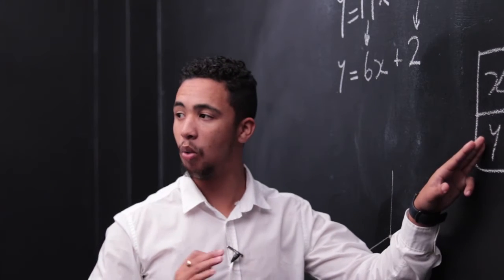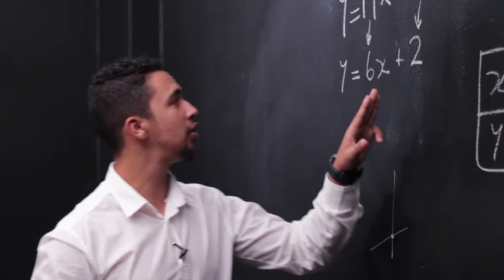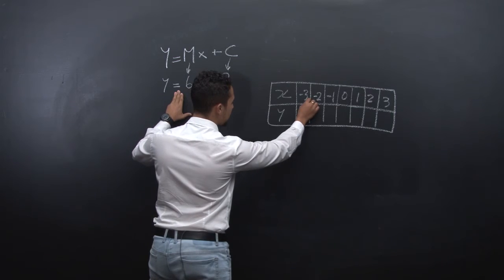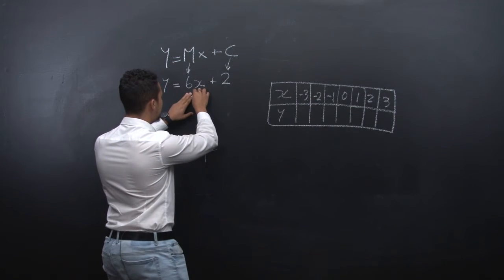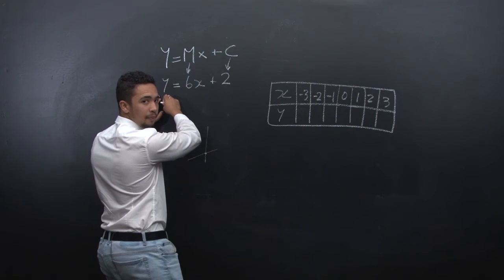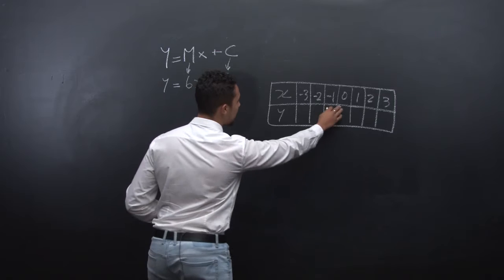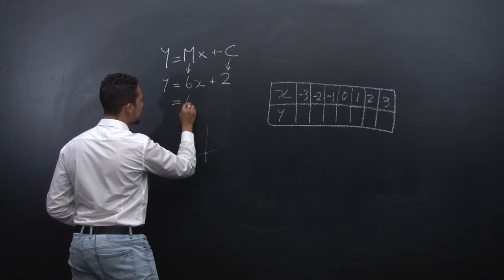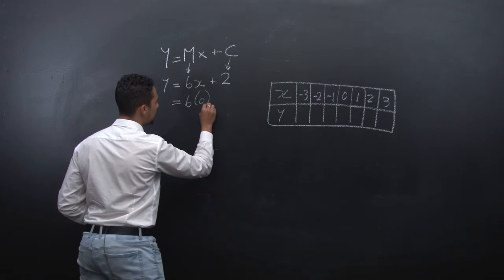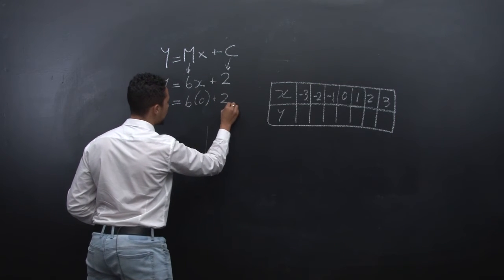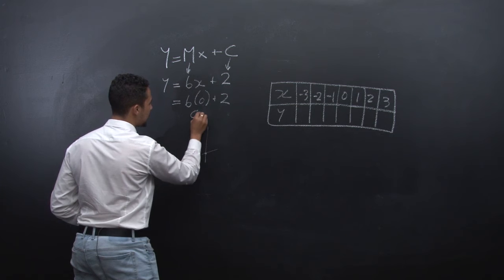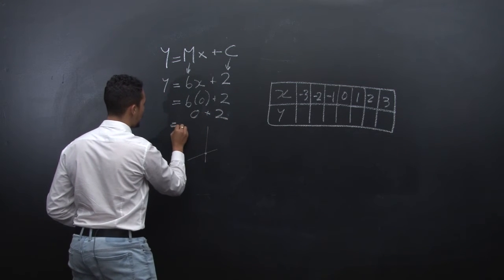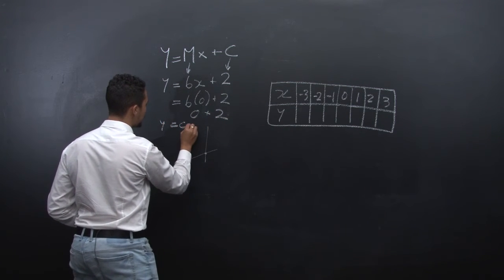In order to get our y values, we have to go back to the formula. We have to substitute these x values into this formula in order to get the y value. So let's look at when x is equal to 0. Y is equal to 6 times 0 plus 2. 6 times 0 is 0, plus 2. Therefore, y is equal to 2.